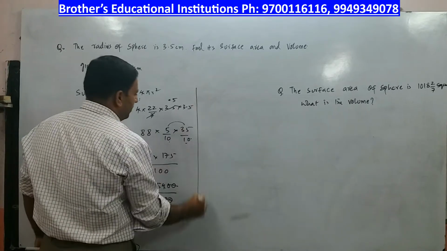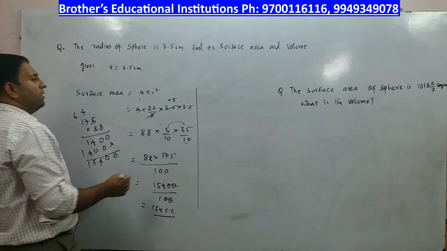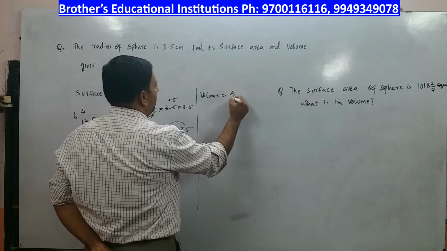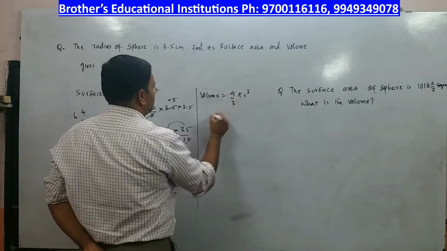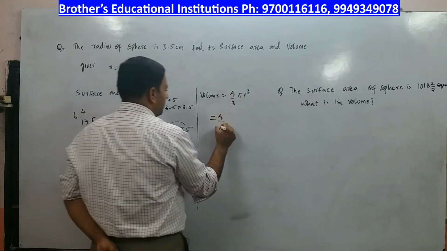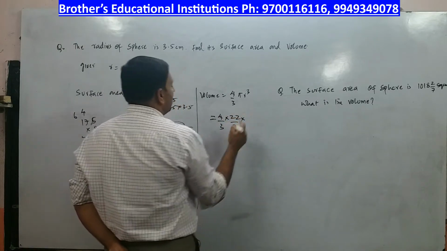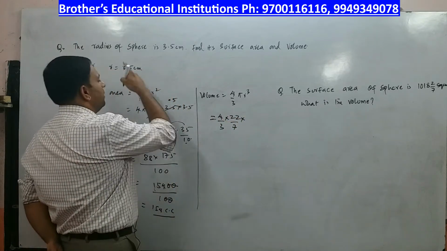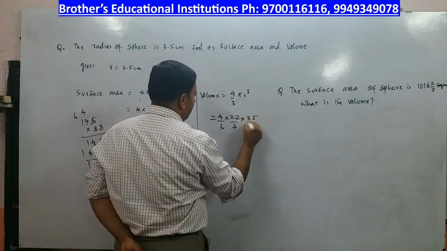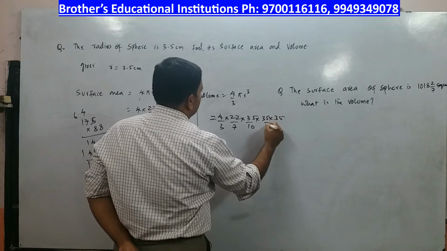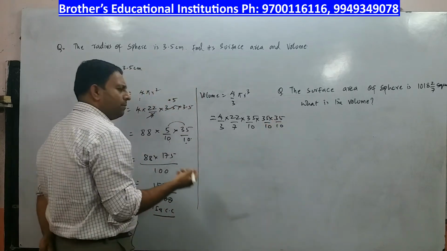The next question, what is that? You are supposed to find the volume. Now volume of a sphere is 4 by 3 pi r cube. So it is 4 upon 3 into pi. Pi is how much? 22 upon 7 into r cube. R cube is 3.5 whole cube. So I will write this as 35 by 10 into 35 by 10 into 35 by 10. So to make things simple, I am writing that way.